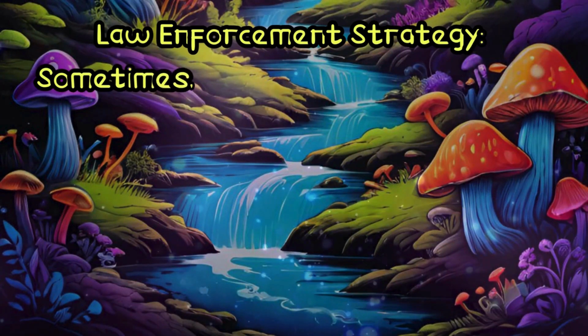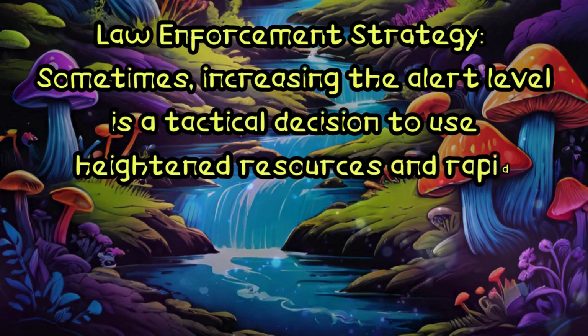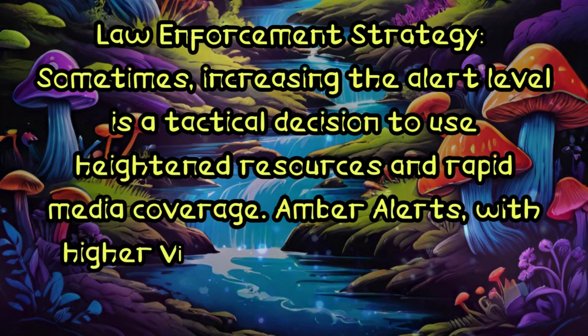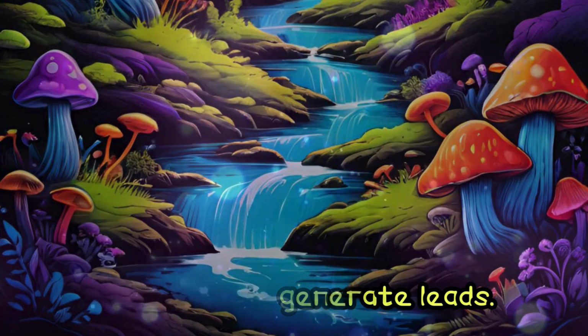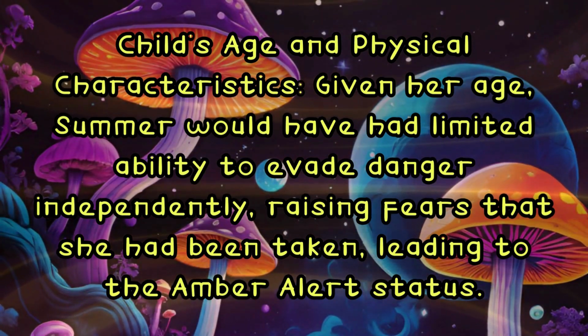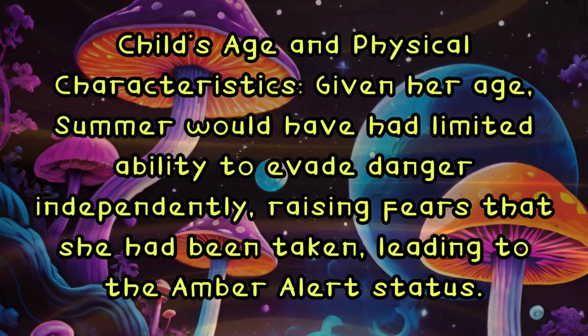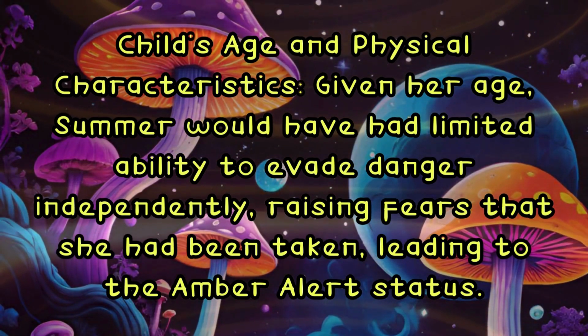Law enforcement strategy. Sometimes, increasing the alert level is a tactical decision to use heightened resources and rapid media coverage. Amber Alerts with higher visibility can attract more attention to generate leads. Child's age and physical characteristics. Given her age, Summer would have had limited ability to evade danger independently, raising fears that she had been taken, leading to the Amber Alert status.